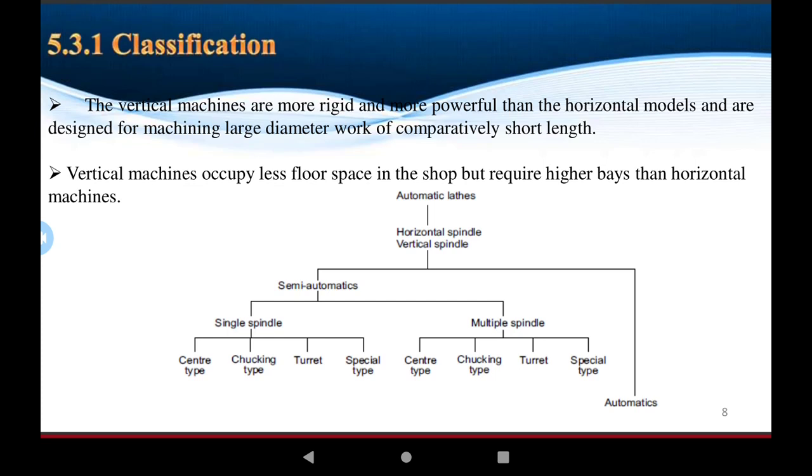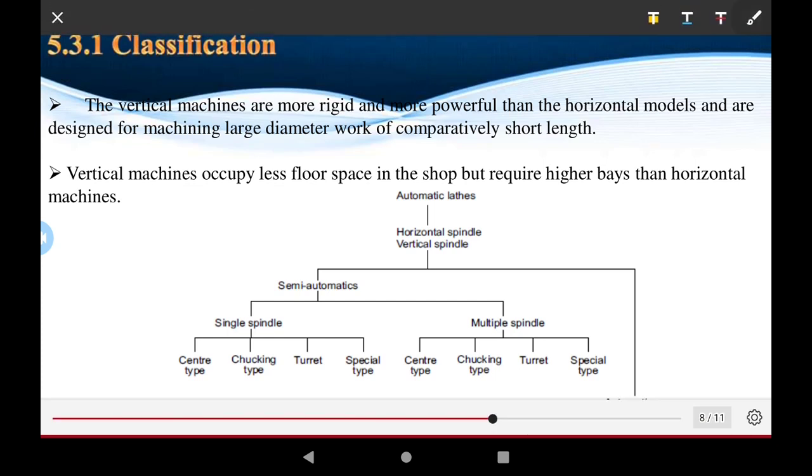Automatic lathe machines, horizontal spindle machines and vertical spindle machines are classified in this way.